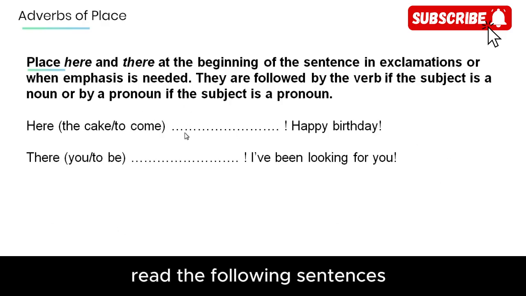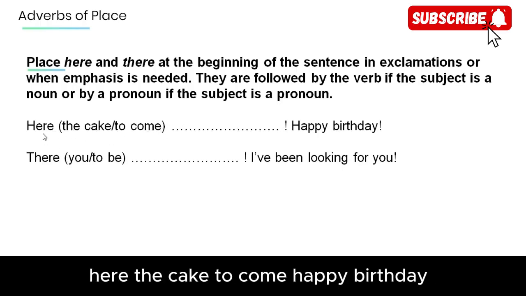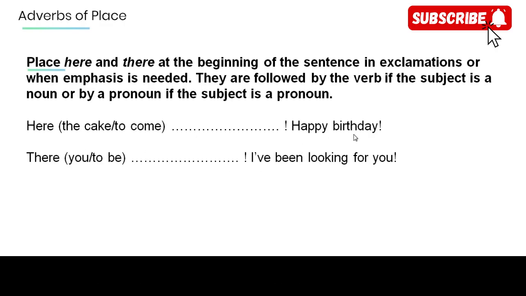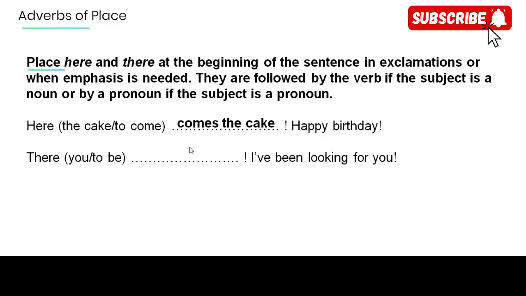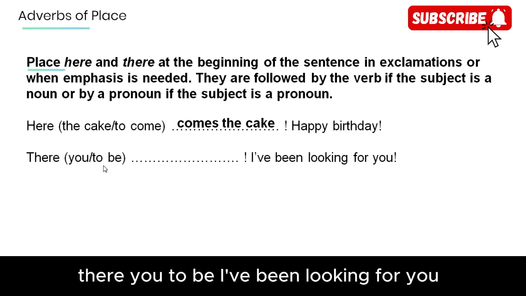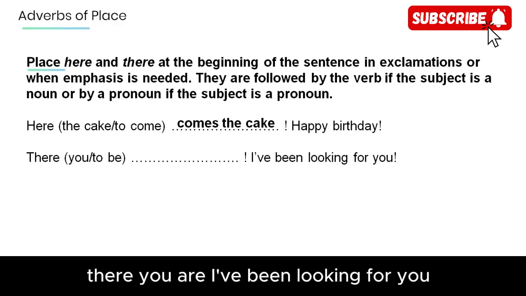Read the following sentences and fill in the blank using the appropriate forms of the words in the bracket. Here, the cake to come. Happy birthday. Here comes the cake. Happy birthday. There, you to be. I've been looking for you. There you are. I've been looking for you.